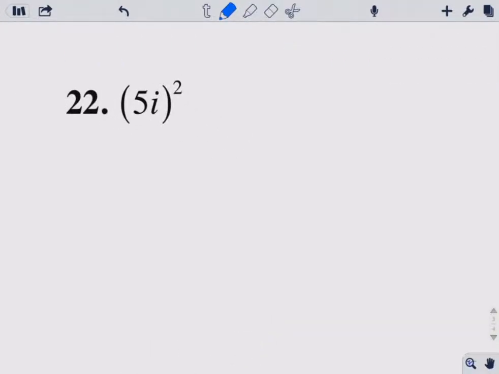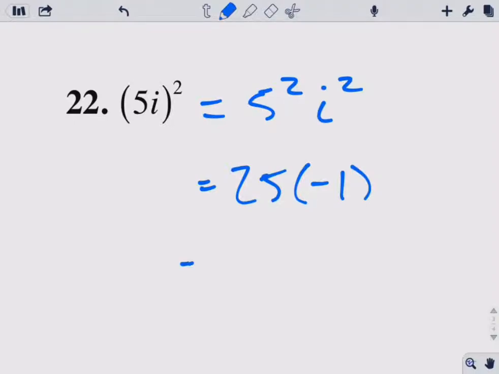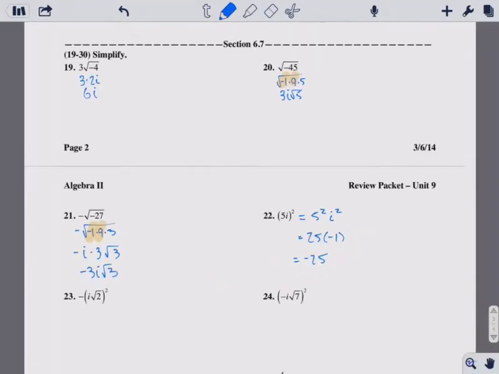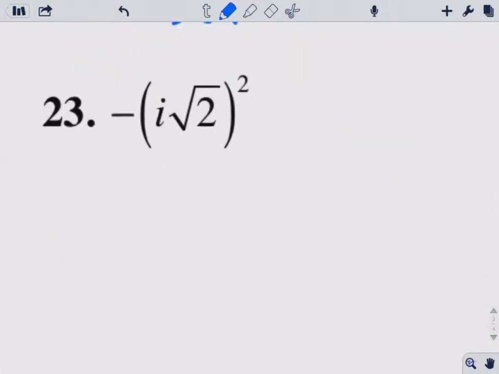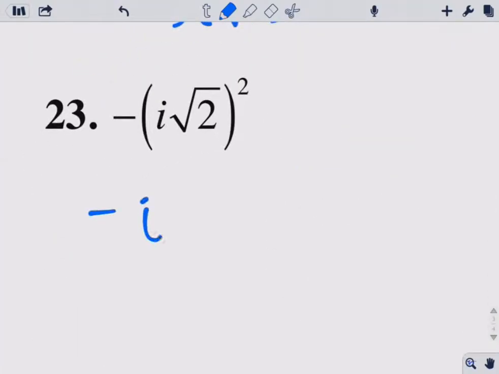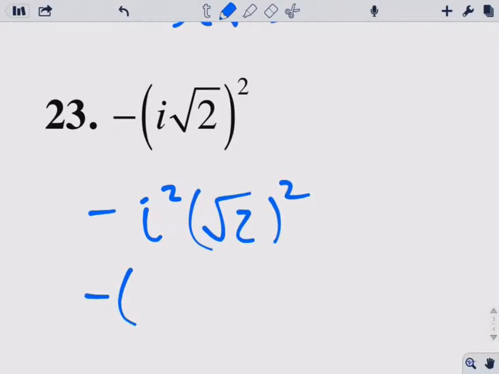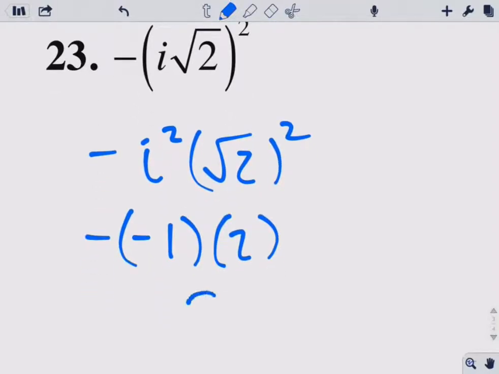Okay, both things get squared. 5 squared, i squared. 5 squared is 25. i squared is negative 1, so we get negative 25. Both things get squared. Negative i squared, root 2 squared. Negative i squared is negative 1. Root 2 squared is 2. So that is 2.